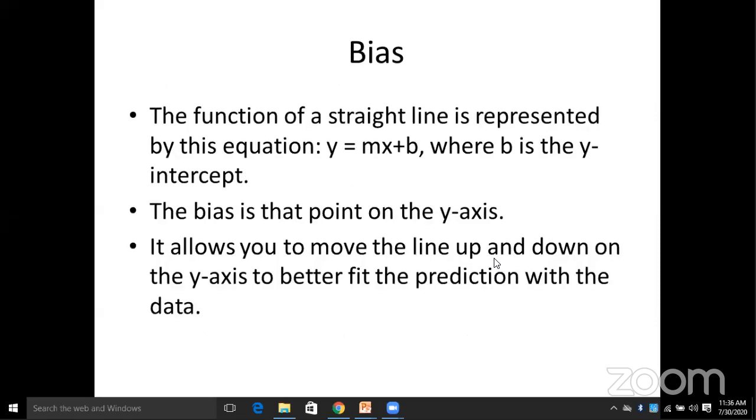The function of a straight line is represented by y equal to mx plus b, where m is the slope and b is the y-intercept. That is what we know from intermediate maths. The bias is the point on the y-axis. Bias says that it is where the line cuts, touches the y-axis. The advantage of bias is that it allows you to get more and more of linearity.